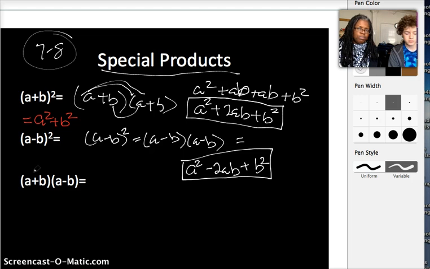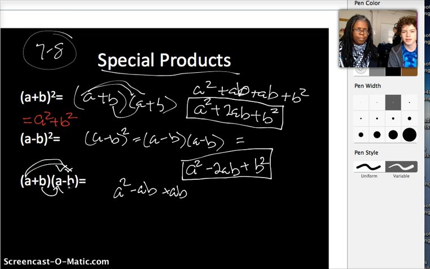Finally, this one doesn't need to be rewritten, but we do need to multiply. So help me out. A times A is A squared, then A times negative B is negative AB, and then B times A is AB, and then B times negative B is negative B squared.